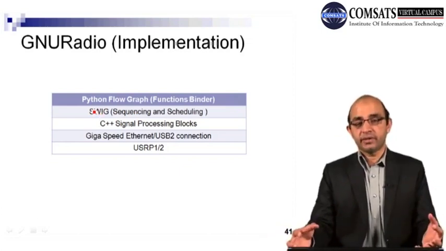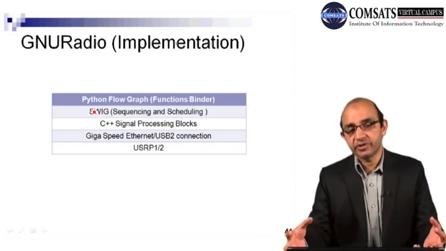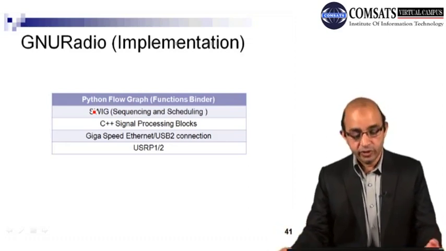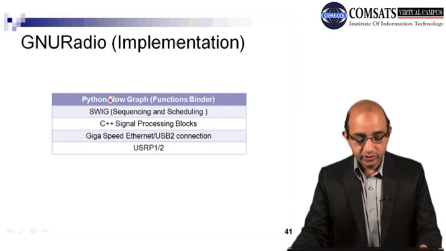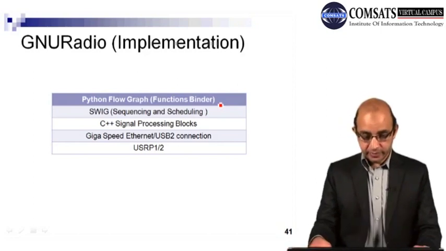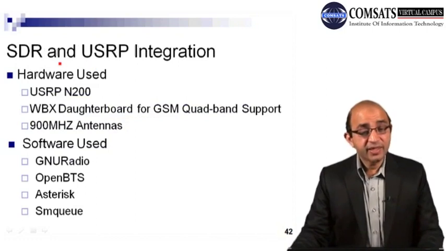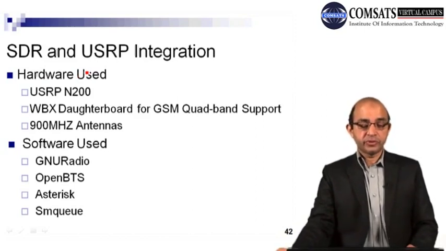So all the modulators, all those different functions, all those different blocks, have to be glued together. So we are using Python for function binding in order to have flow graphs. So here is the integration, SDR and USRP integration, so the hardware that can be used, right?